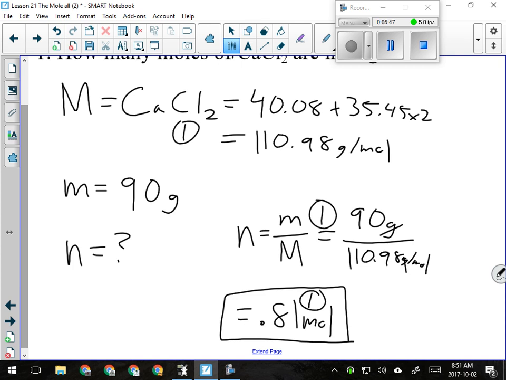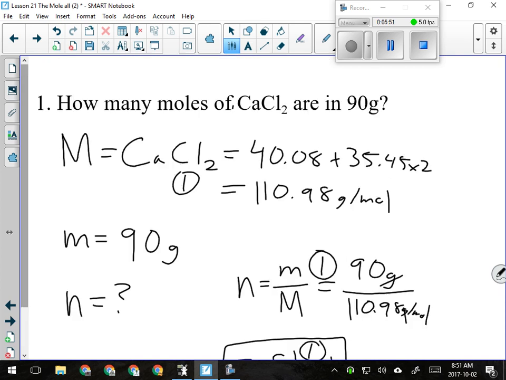Next question. They gave it to me in the question. They said, how many moles of calcium chloride are in 90 grams? So it was one of the givens. Okay, questions on that one? Jacob? We'll go to 2.